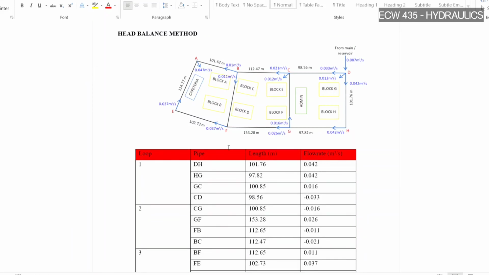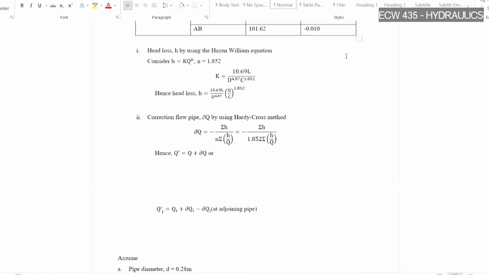Next, in order to find the flow rate and head loss in the pipe, we use the head balance method. As you can see, we need to assume how much flow rate will be distributed in each pipe and consider it clockwise here. And we can find the head loss by using the Hazen-Williams equation. And also we can find the correction flow for the pipe by using the Hardy-Cross method.